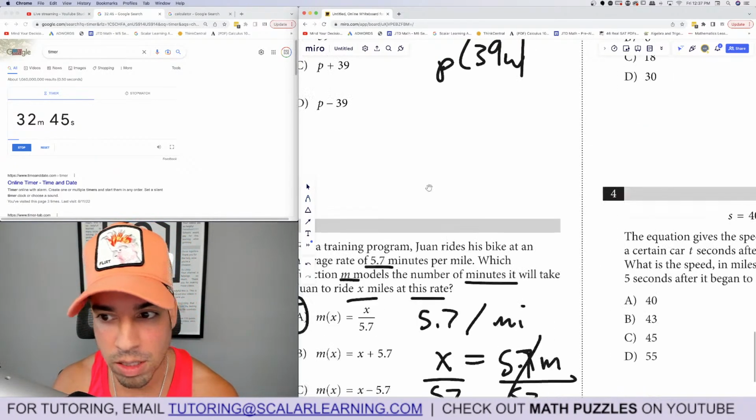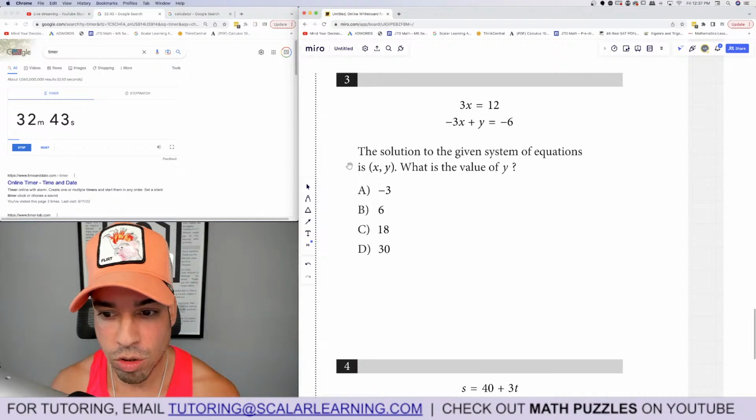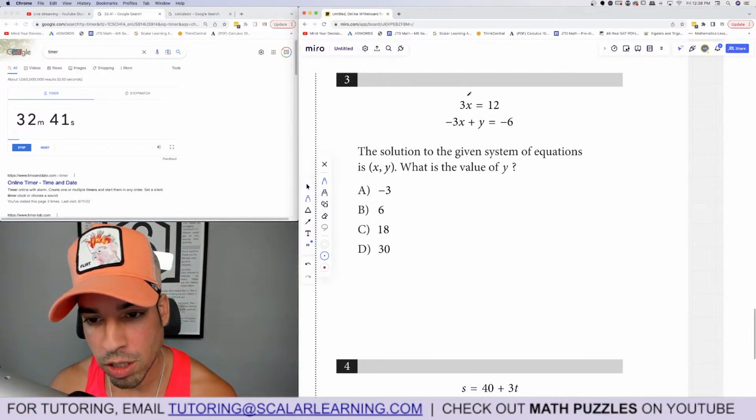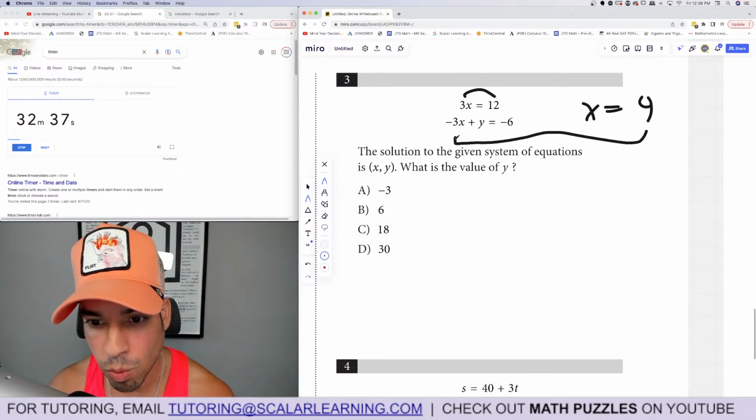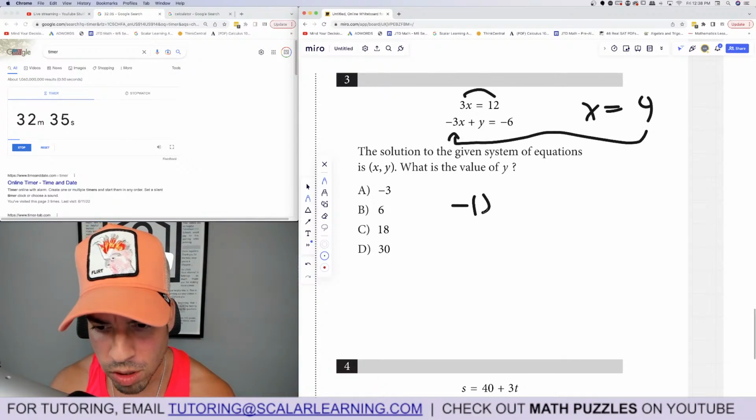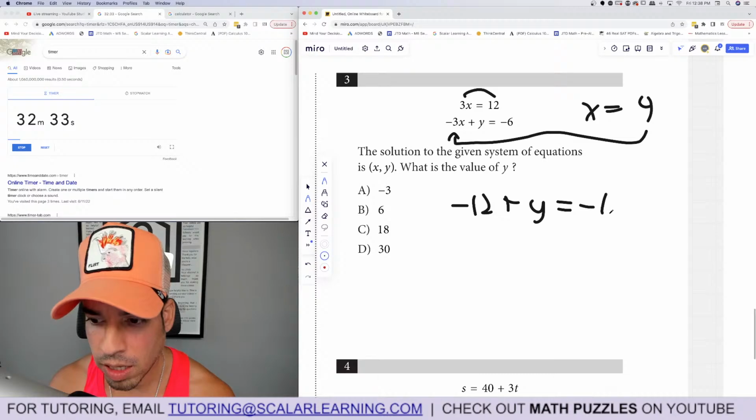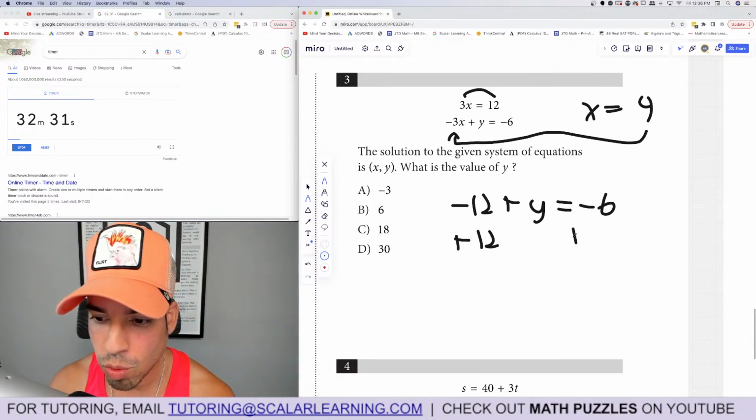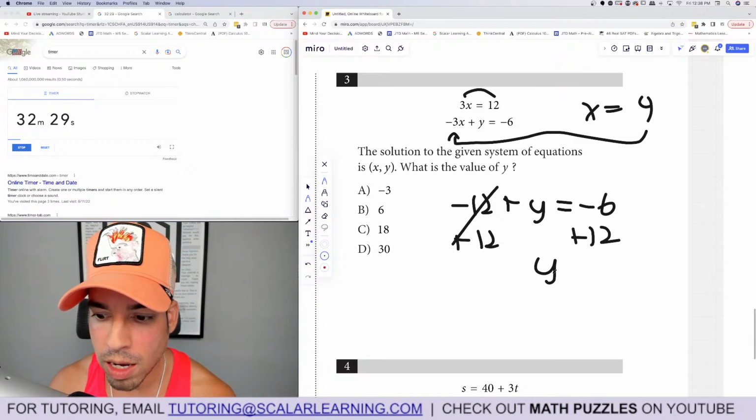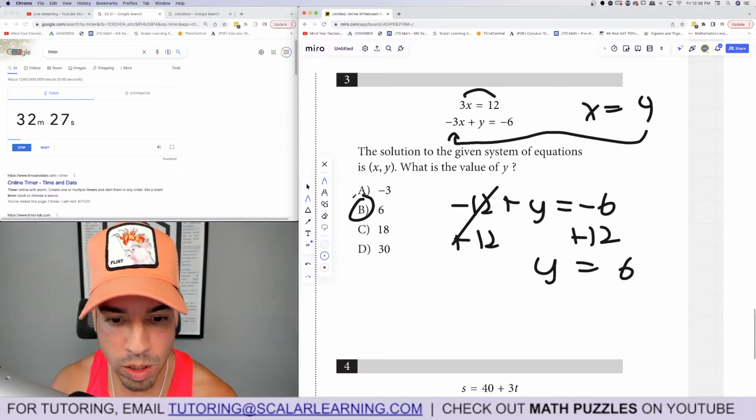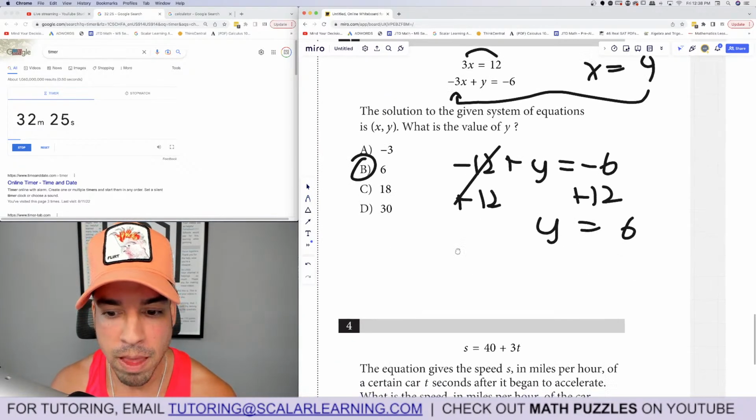Yeah, these are definitely tougher out the gate. The solution is, okay, straight up, let's solve for X, divide by 3, X equals 4. Plug and chug, solve for Y. Negative 3 times 4 is negative 12, plus Y equals negative 6, add 12, and we get Y equals 6. B is the winner, boom, done. All right, number 4.